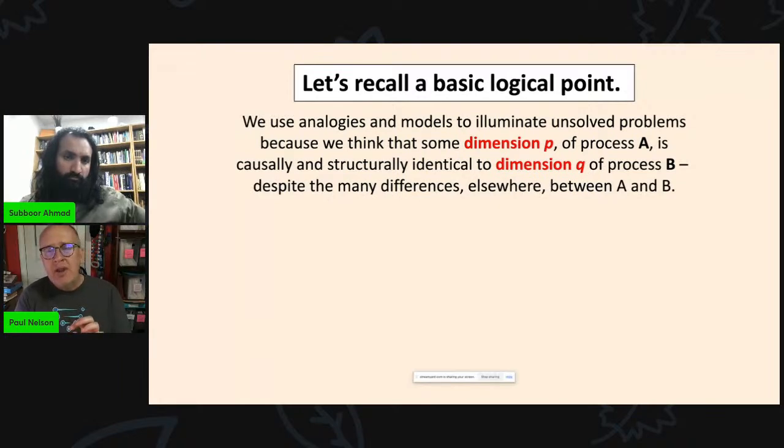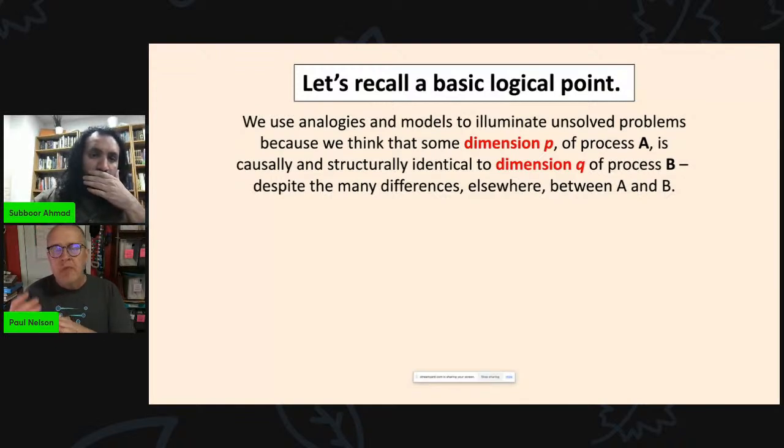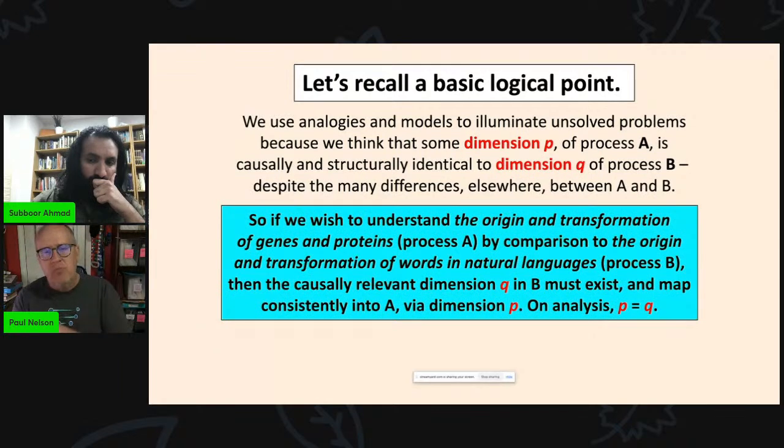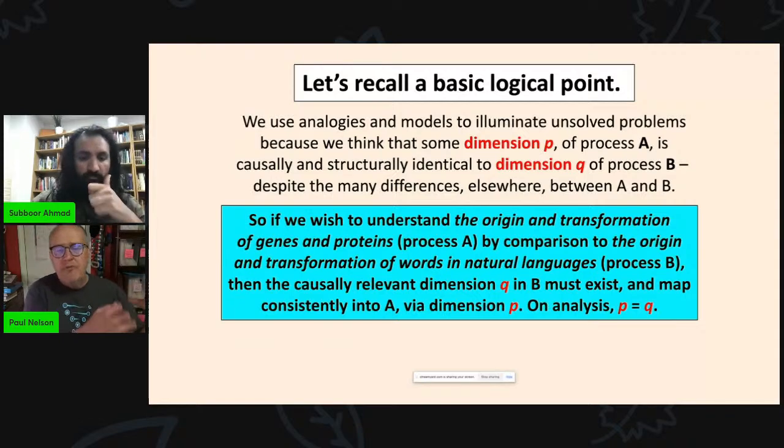okay? And we want to understand process B, and we're going to map dimension P into dimension Q of process B so that those two dimensions are causally and structurally identical. A and B, as processes, may be very different, but we think that P and Q are close enough in their structure and in their causal relations that we can do a mapping from A to B. Okay, it matters critically that P actually does equal Q, because that's what we're relying on to go from A.